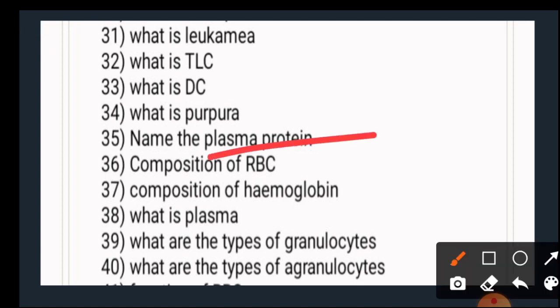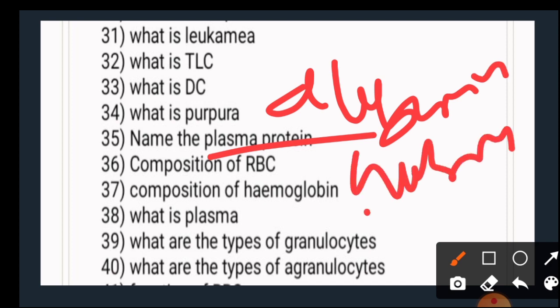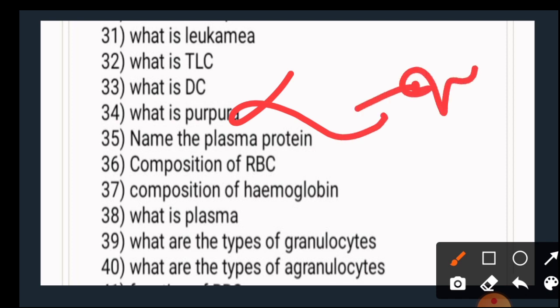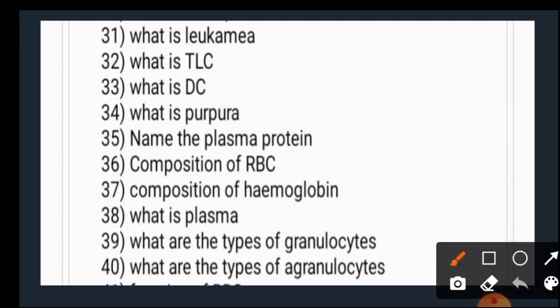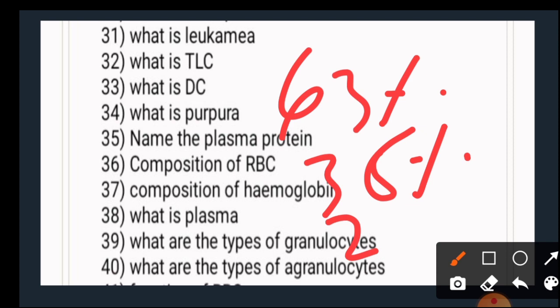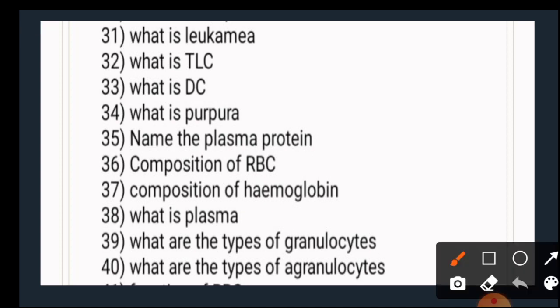Next, what is plasma protein? As we know, plasma proteins include albumin, globulin, fibrinogen, alpha glycoprotein. There are different types of plasma proteins present. Next, what is the composition of the RBC? RBC is composed of approximately 63% water, 35% hemoglobin, and the remaining 1 to 2% contains enzymes and proteins.